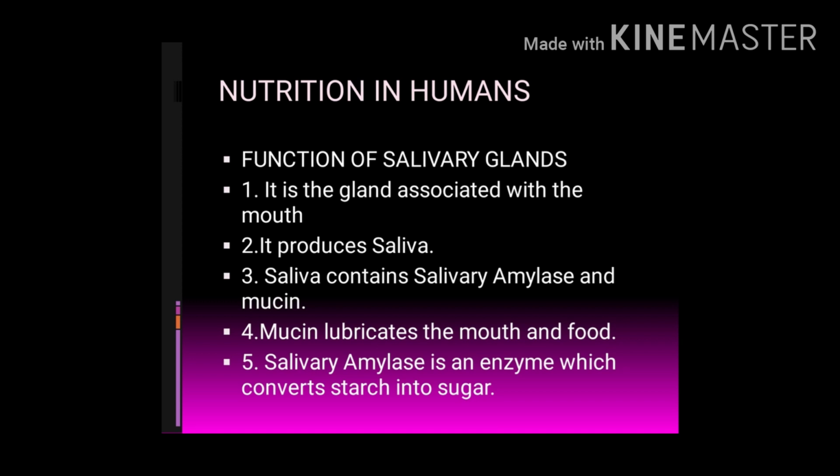Now coming to functions of salivary gland. It is a gland associated with the mouth. It produces saliva. Saliva contains salivary amylase, which is the enzyme, and mucin. Mucin helps to lubricate the food and the mouth. Salivary amylase is an enzyme which converts starch into sugar.